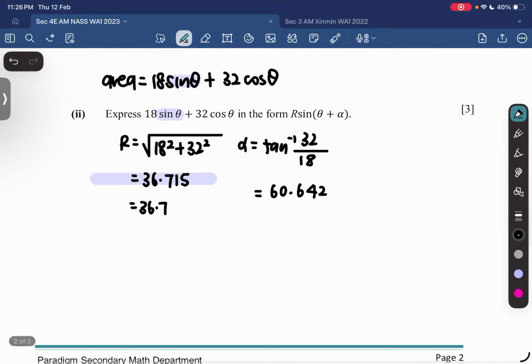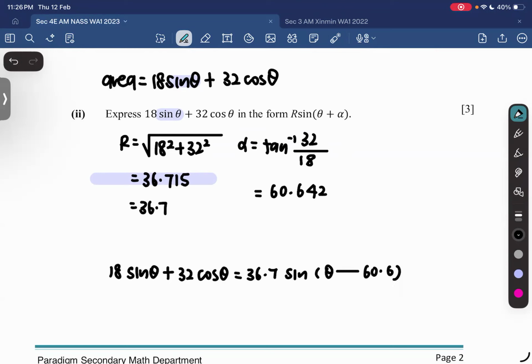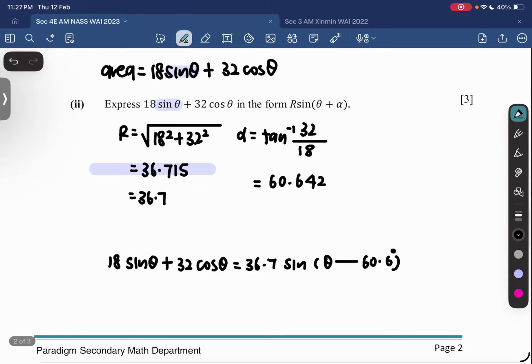60.642. But anyway, what you should show me is 18 sine theta plus 32 cosine theta equals 36.7 sine theta minus 60.6. So you round off to one decimal place and 3 SF. Okay, then after that, this is the answer, right?